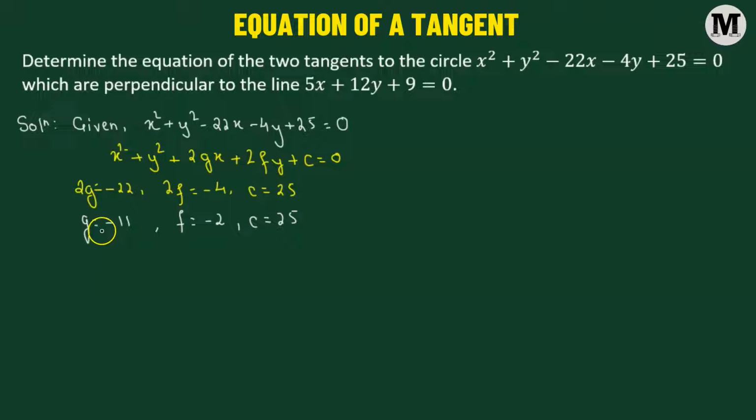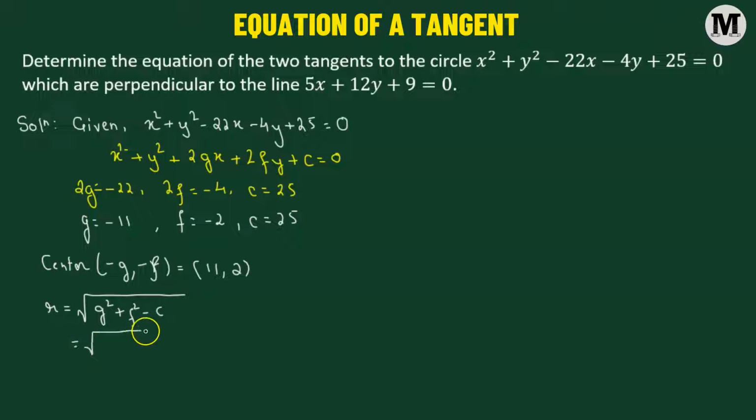The reason we obtain the values of g, f, and c is that now we can define the coordinates of the center of this circle, which is given by negative g comma negative f. So our center has the coordinates 11 comma 2. We can also define the radius, which is given by the square root of g squared plus f squared minus c. So we have negative 11 squared, that is 121, plus negative 2 squared, that is 4, minus 25. This equals 100, so the square root is 10. That means the radius of the circle is 10.